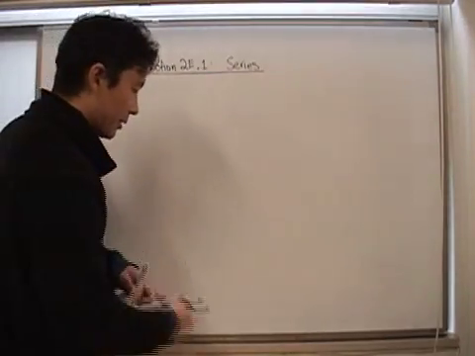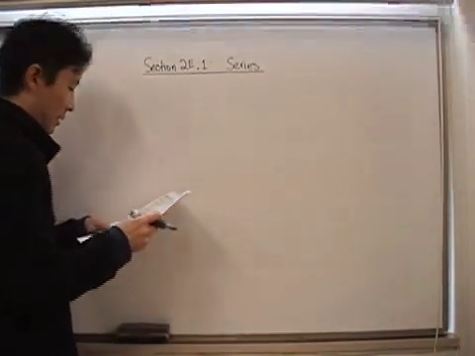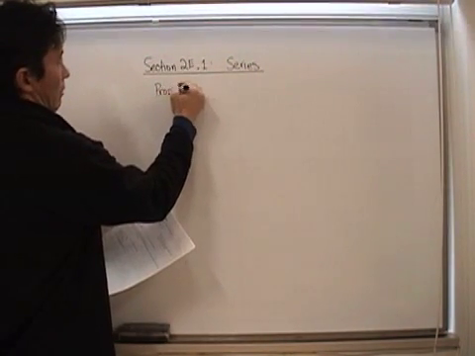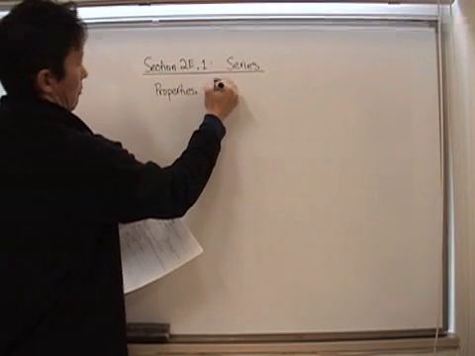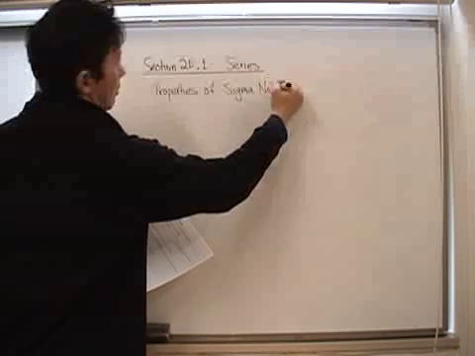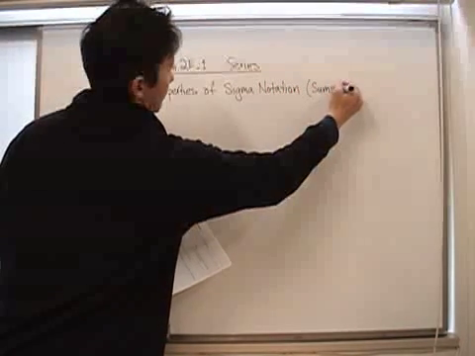Okay, so there's two properties that we really need to focus on when it comes to the sigma notation. This is the first one. Or otherwise known as the summation.